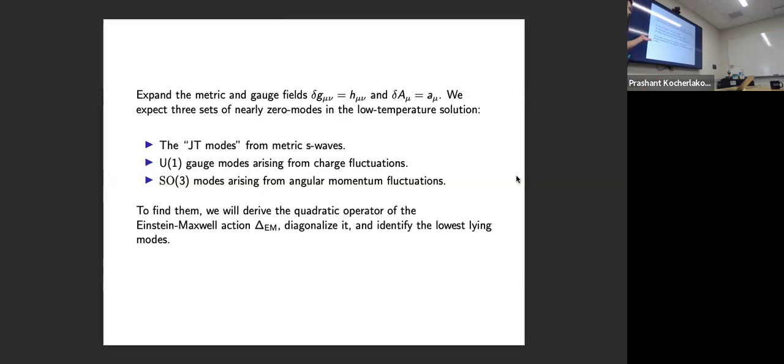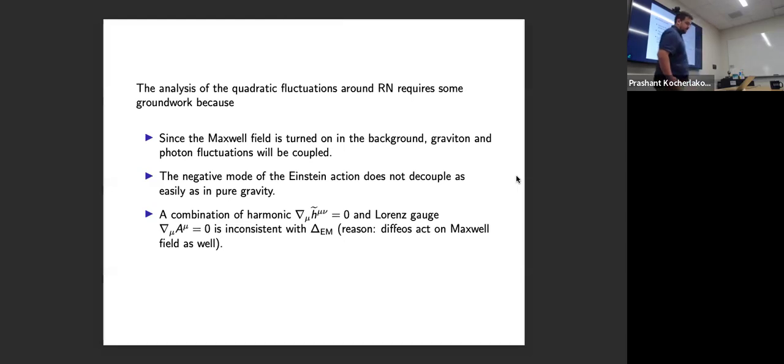Okay, so in principle we could do this. Of course, it's easier to say than to do, and there are a lot of technical issues, some of which we solved. So let me mention some of them. First, the Maxwell field is turned on in the background, so this is maybe obvious. The graviton and the photon fluctuations will couple, so we cannot study the metric independently of the Maxwell field.